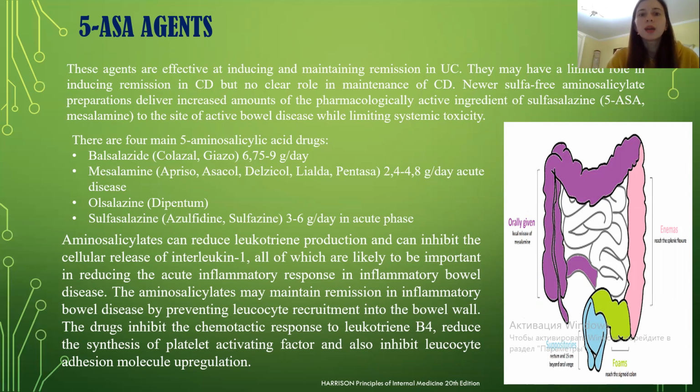There are 4 main 5-aminosalicylic acid drugs: balsalazide, mesalamine, olsalazine, and sulfasalazine. Aminosalicylates can reduce leukotriene production and can inhibit the cellular release of interleukin-1, all of which are likely to be important in reducing the acute inflammatory response in inflammatory bowel disease.